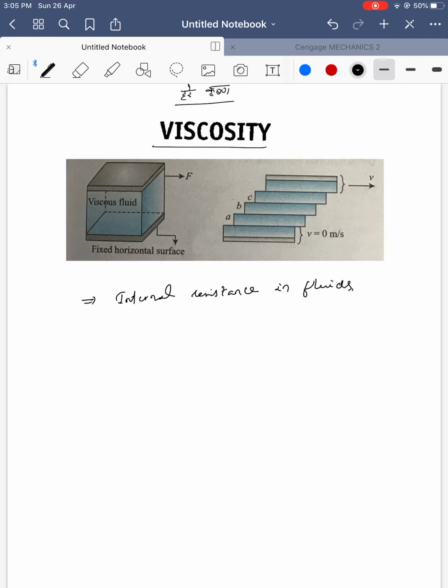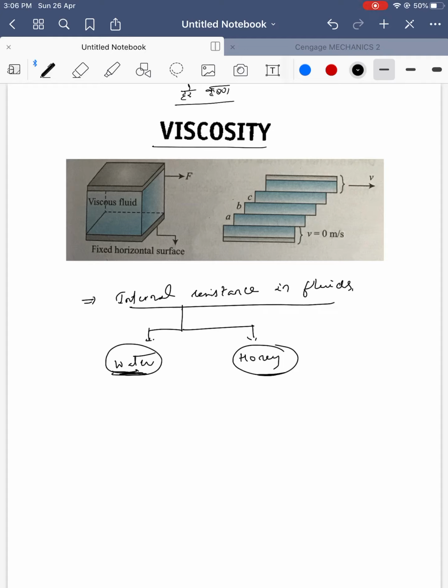If you see these diagrams, I will just give two examples. One is water and the other is honey. If we pour these two liquids on the floor, which one goes faster? Obviously water goes faster and honey goes a little slower. Why? The property the water has is different from the property that honey has. That property is generally referred to as internal resistance in fluids.